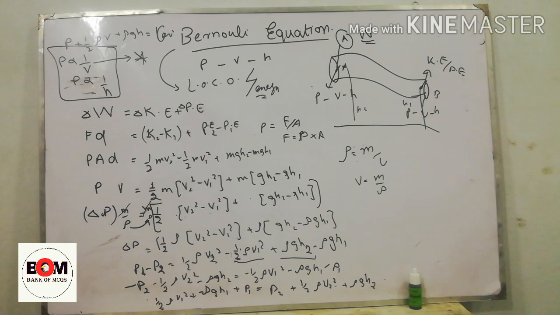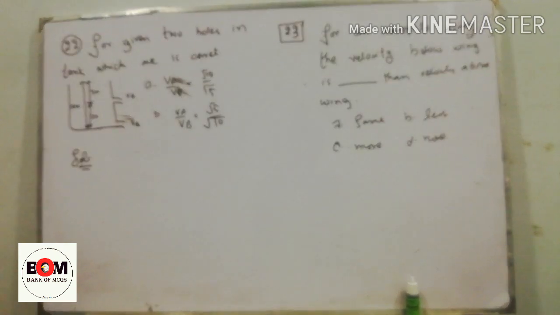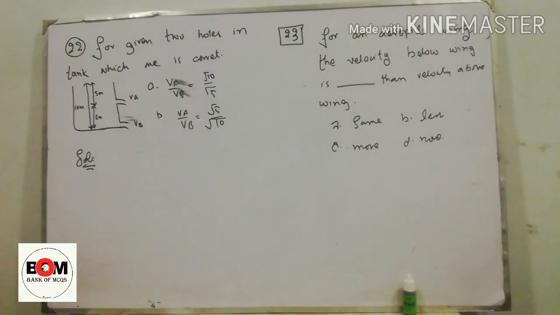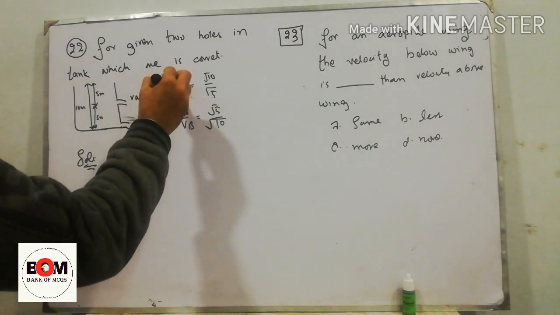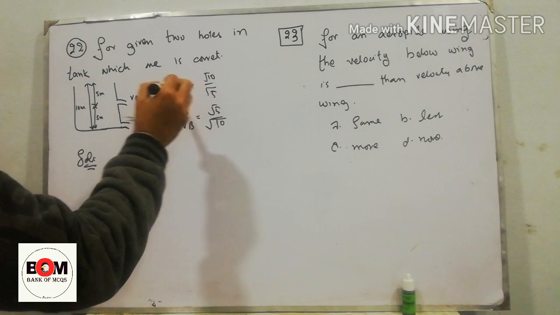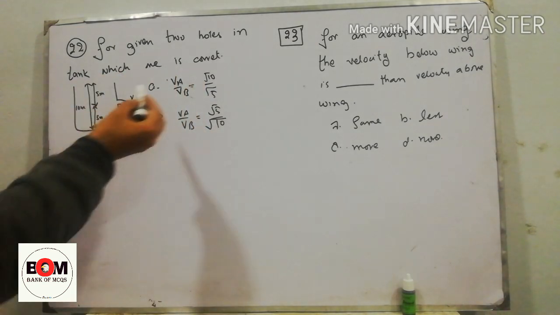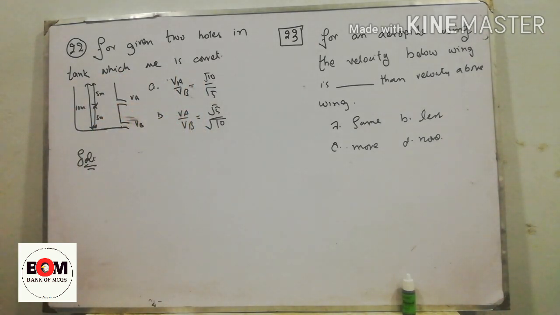Now let's solve 5 to 10 MCQs on these. There are 2 MCQs on Bernoulli equation. The first one, question 22, is related to Torricelli's theorem, and 23 is on aerofoil wing. So question 22: for the two holes in the given tank, which one is correct? VA divided by VB is under root 10 divided by under root pi, or VA divided by VB is under root pi divided by 10.